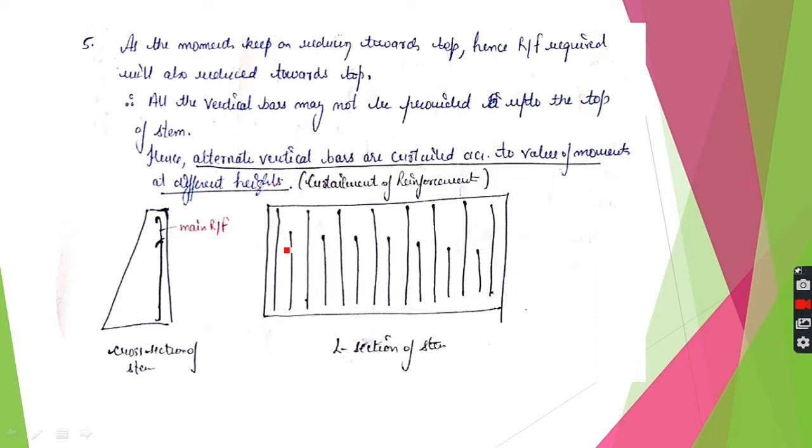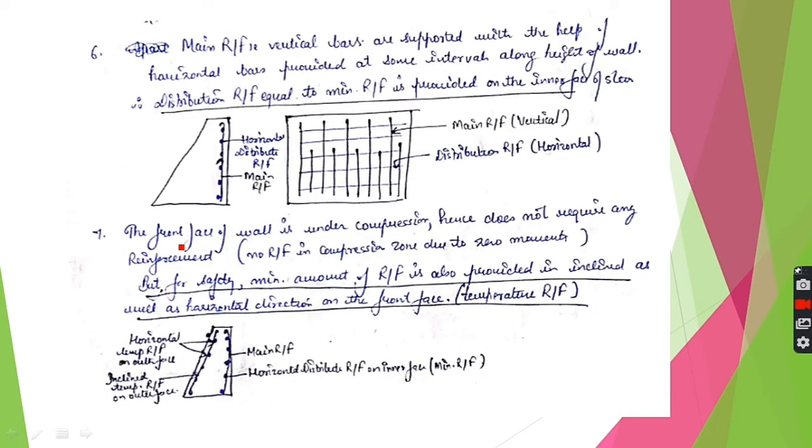Main reinforcement consists of some vertical reinforcement along the height of the retaining wall stem of full height, and some of smaller or lesser heights. We will discuss later on how these heights are decided, at which level we have to curtail.